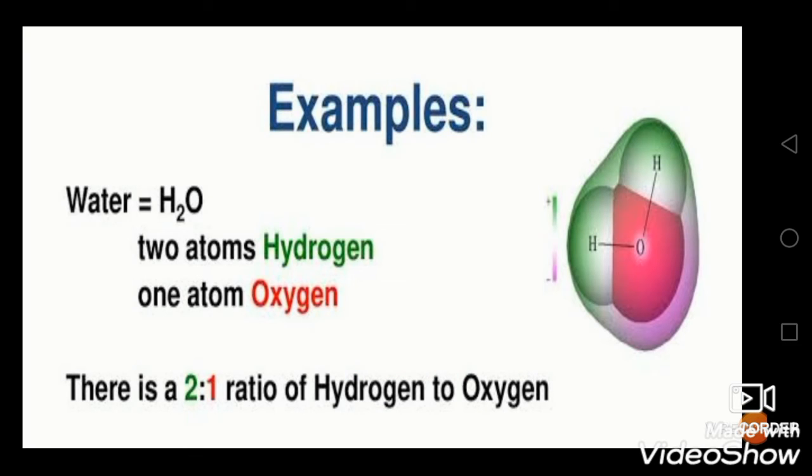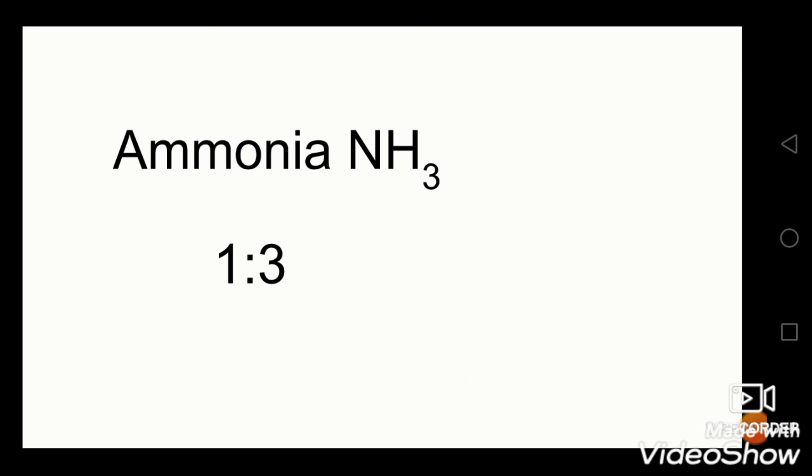For example, consider water molecule. To form water molecule, we need 2 hydrogen atoms and 1 oxygen atom, and there is a 2:1 ratio of hydrogen to oxygen in water molecule. Then if we consider ammonia, the chemical formula of ammonia is NH3. In ammonia, there is 1 nitrogen and 3 hydrogen, and there exists a 1:3 ratio in ammonia.